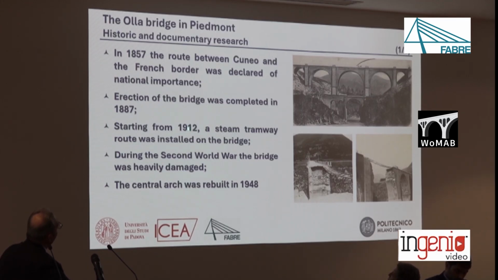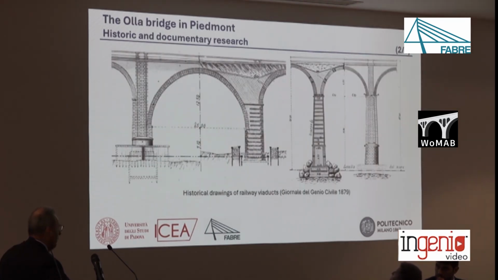Starting from 1912, a steam tramway route was installed on the bridge, and very important is the aspect concerning the central span that was heavily damaged, practically destroyed, during the Second World War, and was rebuilt in 1948. Now the bridge is used as a roadway bridge.